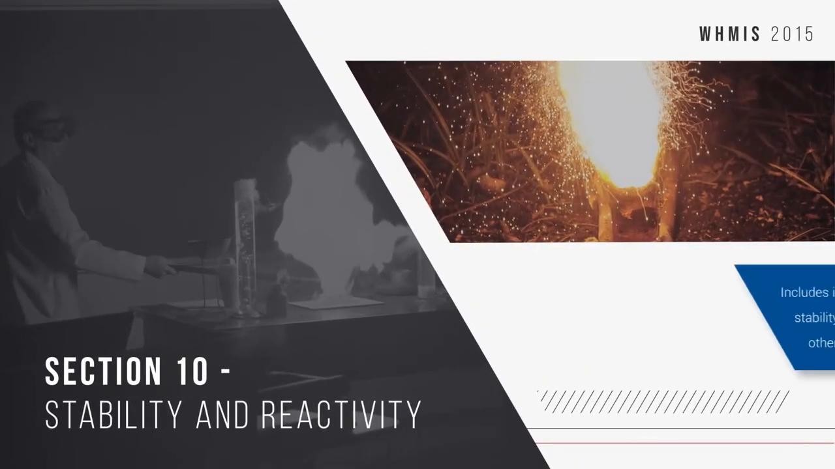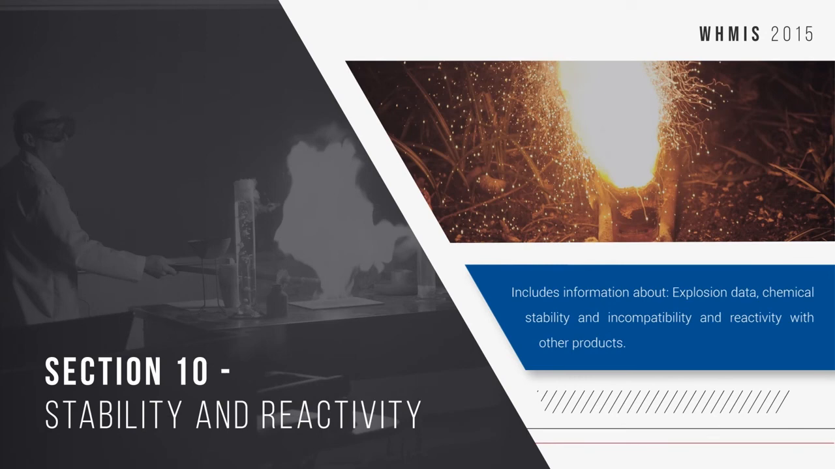Section 10. Stability and reactivity. If there is potential for a hazardous product to be developed during the process of burning, that information would be found here. Its explosion data and chemical stability will be identified here as well. Its incompatibility with other products.